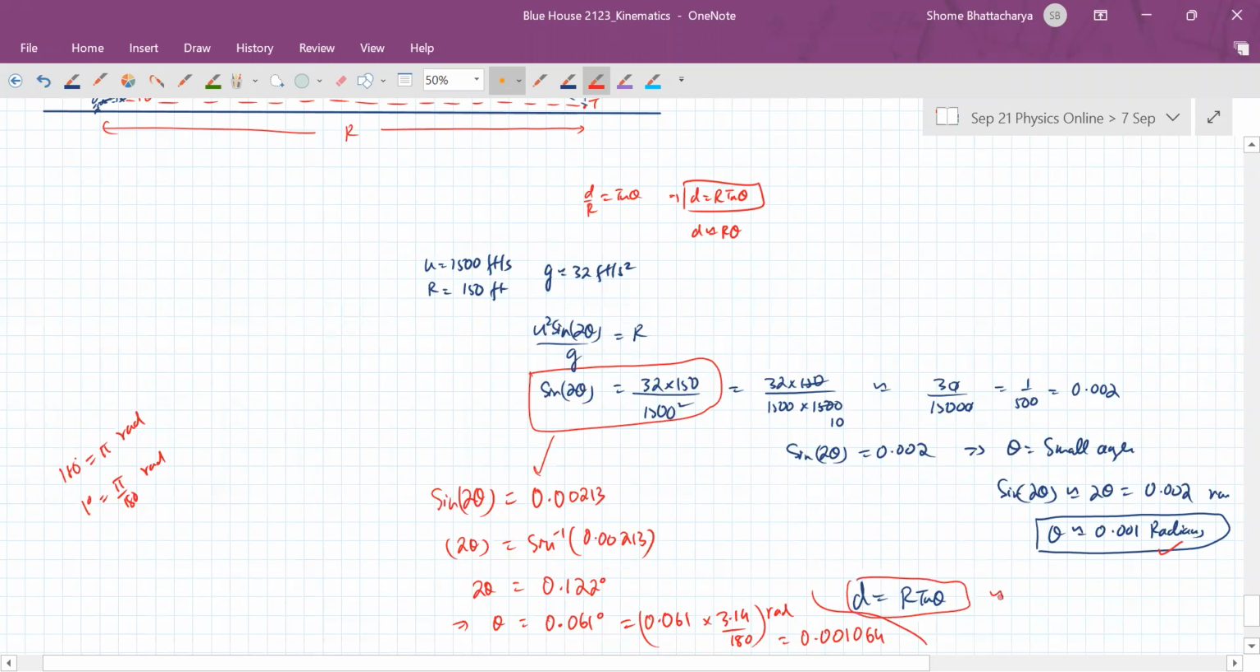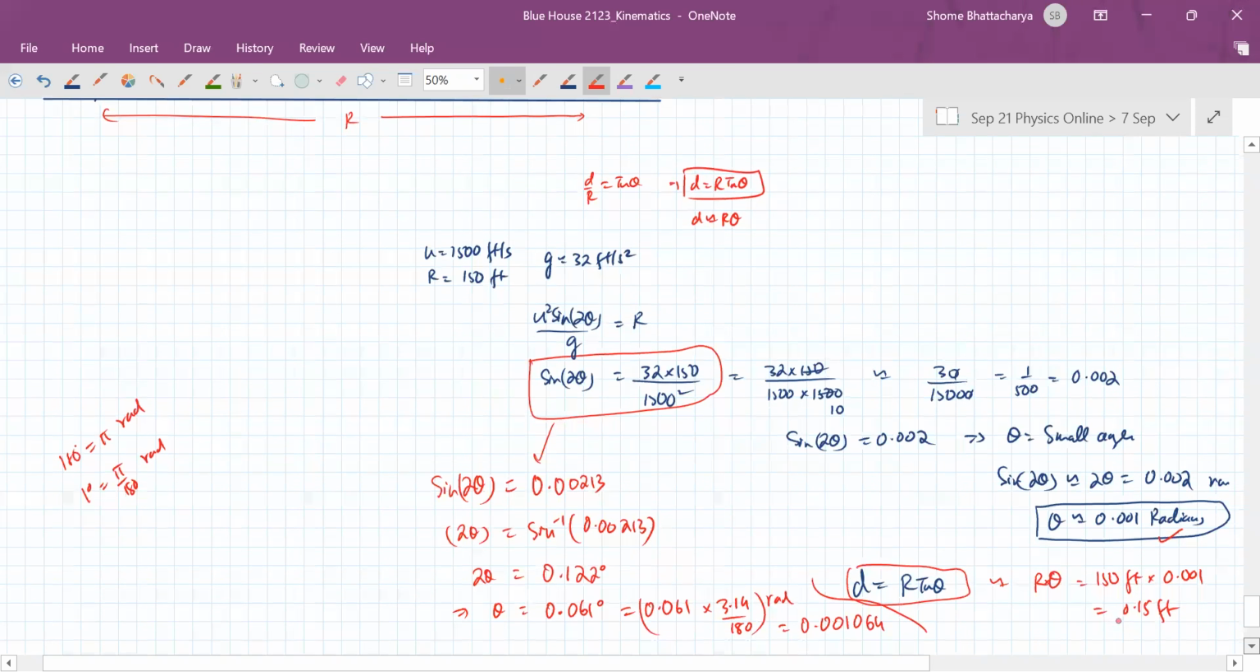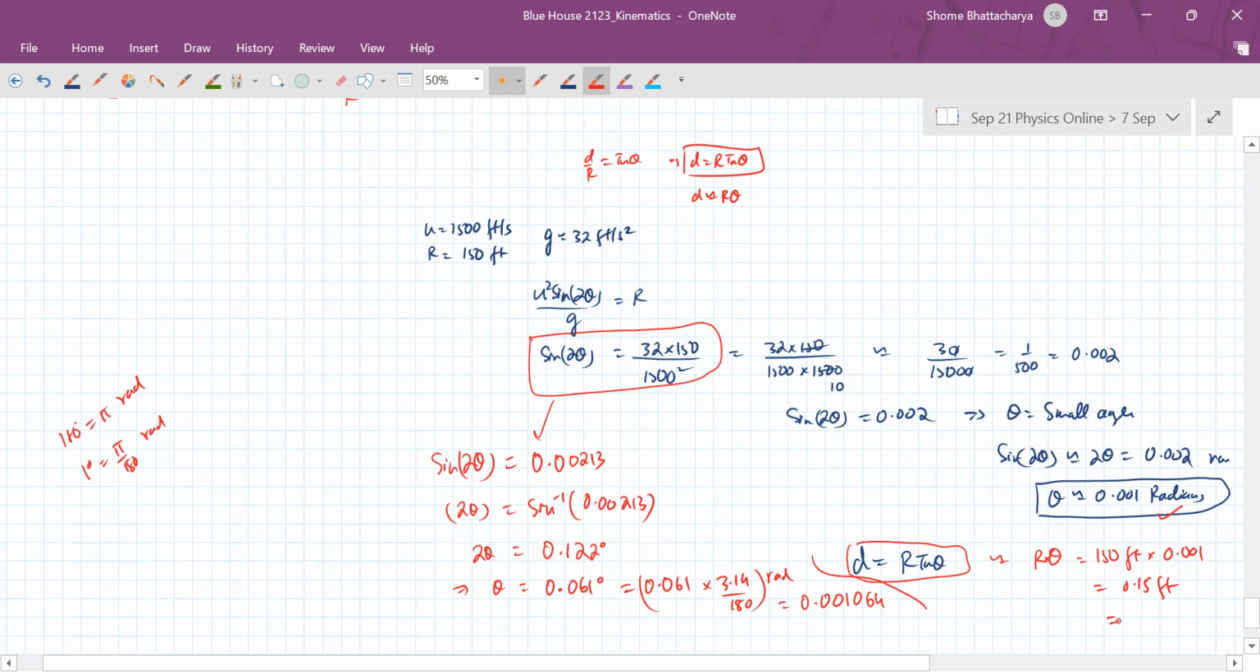Now this distance again I'll use an approximation. It is r theta, where theta I take in radians. So r was 150 feet into 0.001, so that is 0.15 feet. So 0.15 feet is basically 0.15 into 12, so 1.8 inches. So you can imagine the kind of precision that you need.